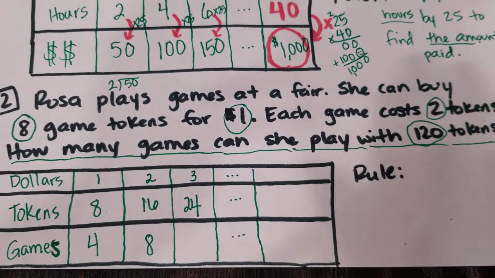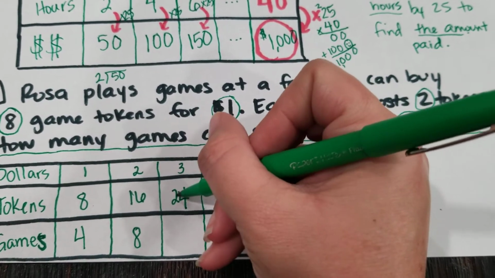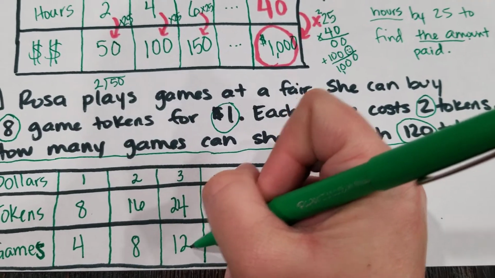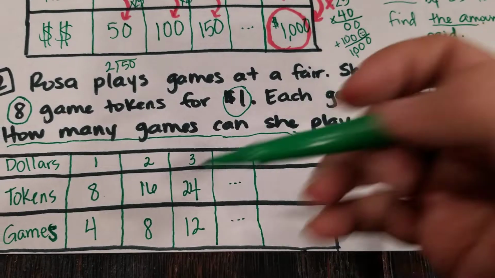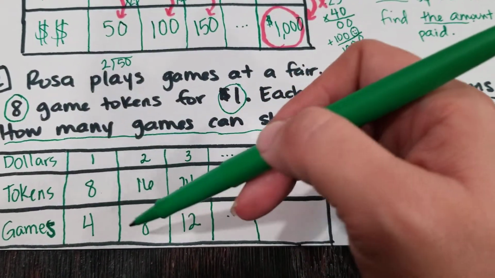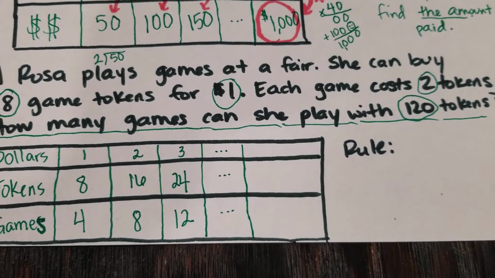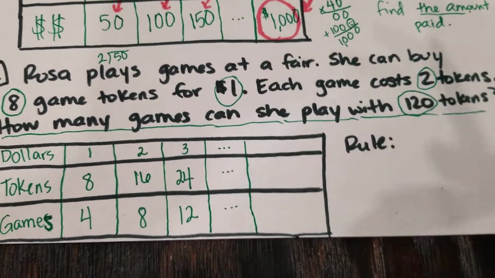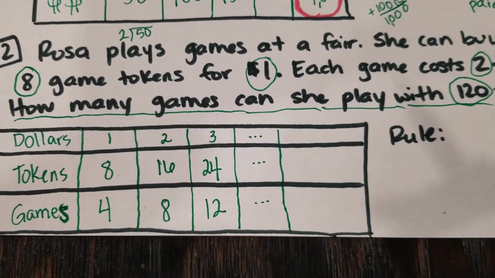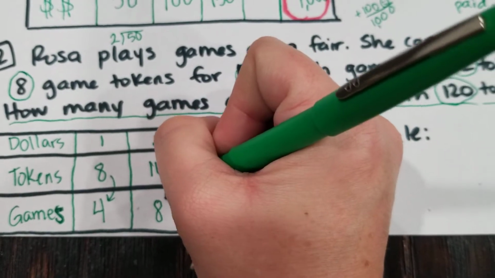So this is going to get smaller. So 2 tokens for 1 game means that we're going to split this in half, and we'll have 12 games that can be played. It's almost like for each dollar she can play 4 games. So 4, 8, 12. We're counting by 4s down here. We're counting by 8s up here. Okay, so now I have some numbers going in my sequences.